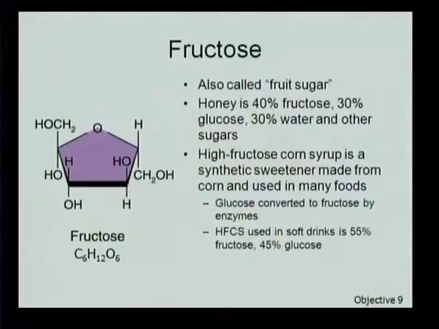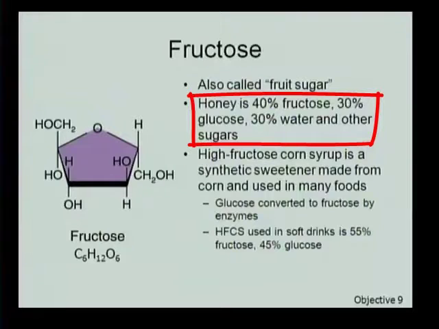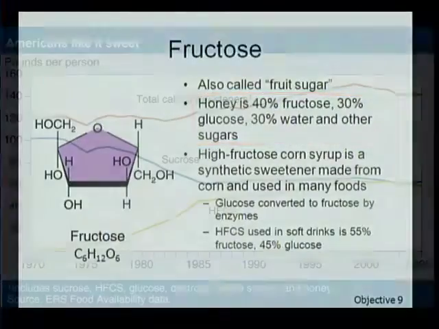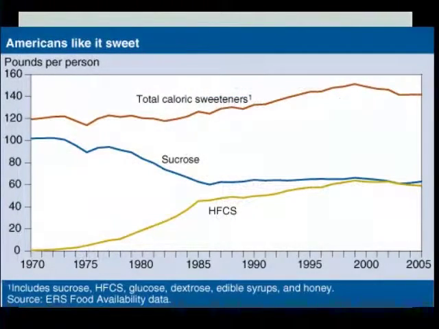Fructose also has the formula C6H12O6, which makes it a hexose. It's also called fruit sugar. Honey, for example, is 40% fructose, 30% glucose, 30% water, and other sugars. High fructose corn syrup is a synthetic sweetener that's made from corn and used in many foods, especially highly processed foods that we might find in a modern supermarket.